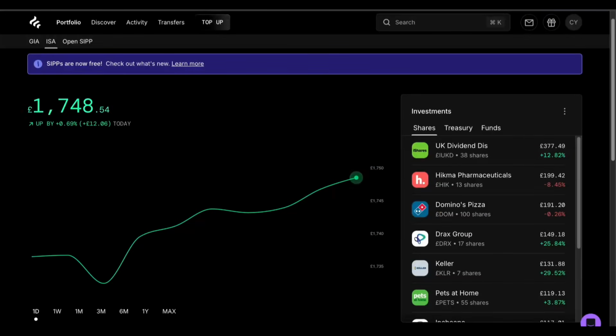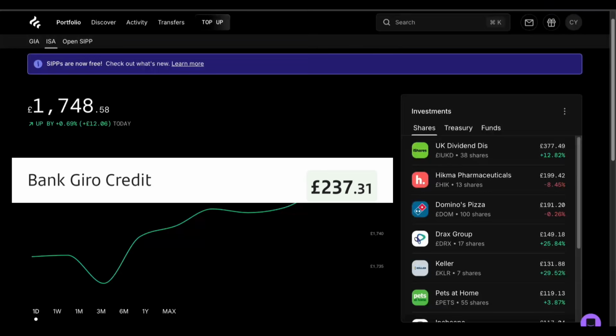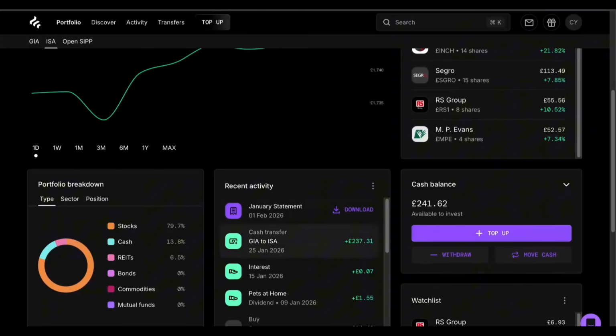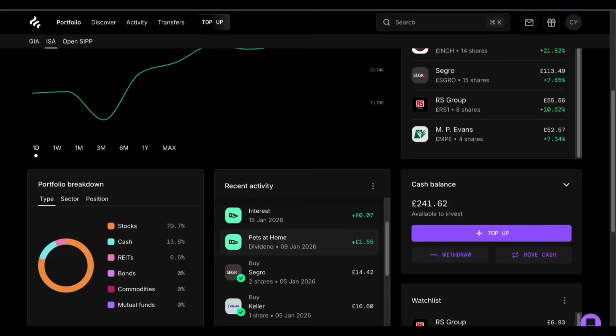Like I mentioned earlier, I'll be using my YouTube earnings each month to fund the series. Last month, the channel brought in £237.31, so that's exactly what I've added straight into this account. And because in last month's video I invested nearly all of the funds, this now leaves me with £241.62 ready to be invested. But before we invest that money with you today, let's now take a look at how the portfolio performed over the last month.